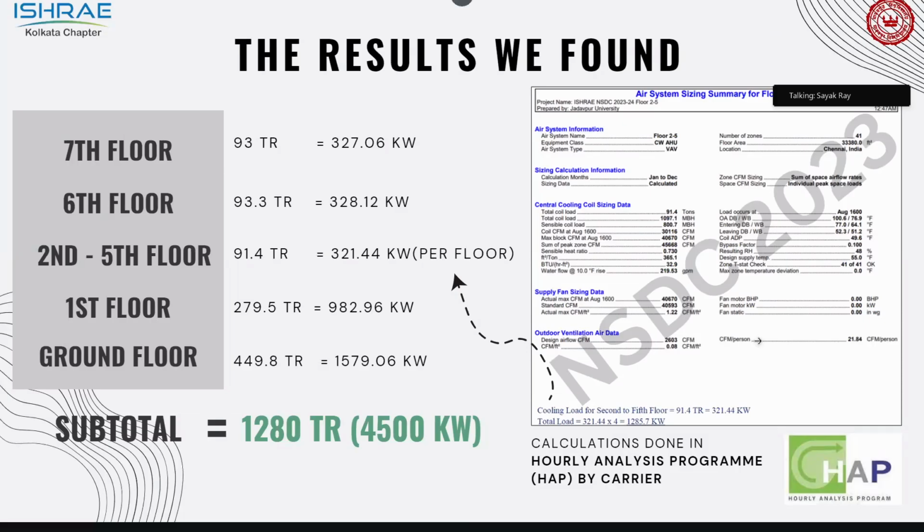Using these values, and then calculating for all the floors and adding them on, we got a subtotal of around 1280 tons, which is around 4500 kilowatts. So using this value of 4500 kilowatts, we had to choose our HVAC system components. Moving on to the next slide, where we went on to choose air system components.